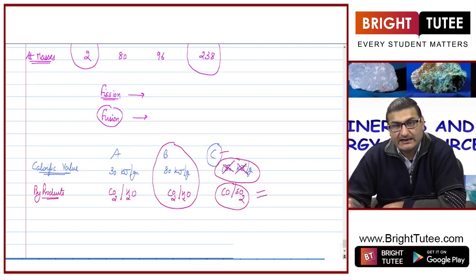Fine. So this is the criteria you need to see. You do not have to see only the amount of energy liberated or only the calorific value of the fuel. You also need to see what the byproducts are. If it is producing any harmful gas, any poisonous gas, if it is posing a danger to the environment or to the survival of organisms, we will prefer to avoid that particular fuel. Fine. So this is all about the sources of energy that we have studied.